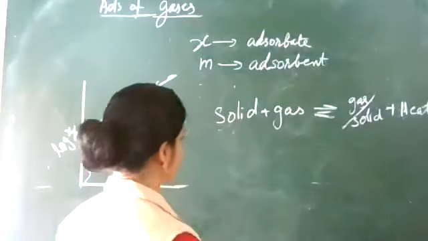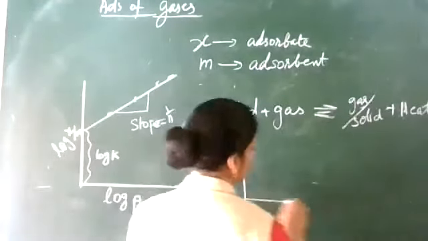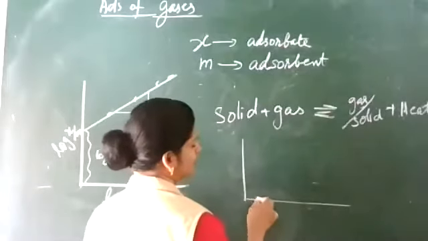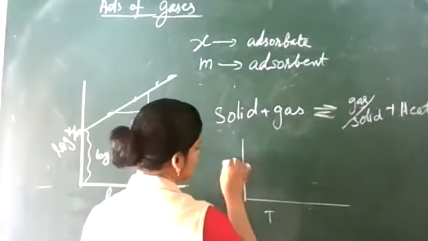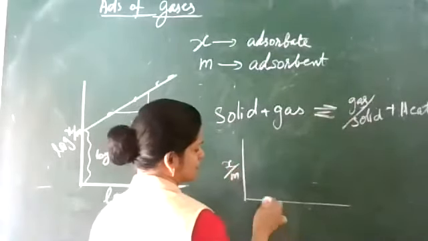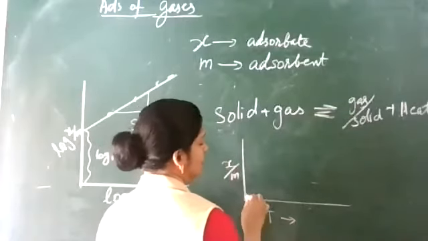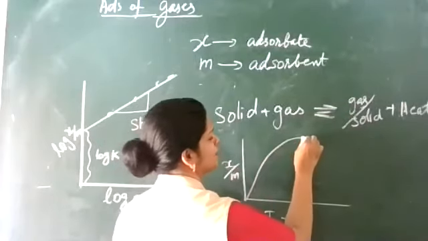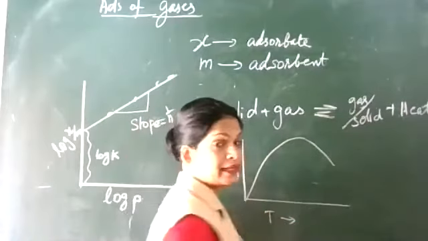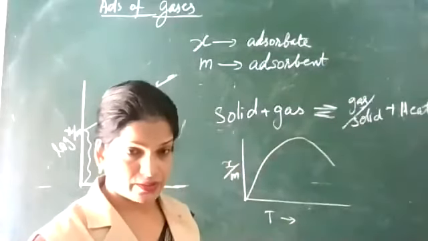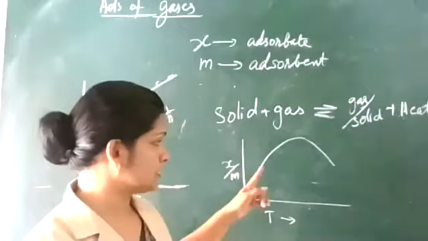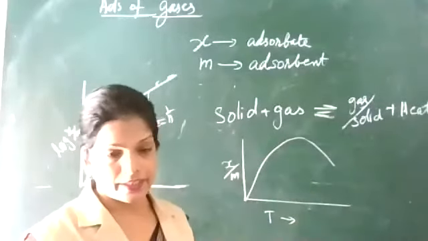That means in the case of chemisorption, in the beginning, as temperature increases, adsorption increases, it reaches a maximum point, and afterwards adsorption decreases.